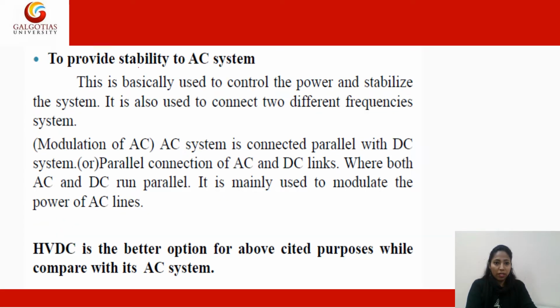Now to provide stability to the AC system, this is basically used to control the power and stabilize the system and connect two different frequency systems. And modulation of the AC system is connected parallel with the DC system. We can have both transmission lines in parallel, AC and DC link, where both AC and DC run parallelly, and it is mainly used to modulate the power of the AC system in case of any fault condition. So HVDC is a better option for the above-cited purpose when compared with the AC transmission system.